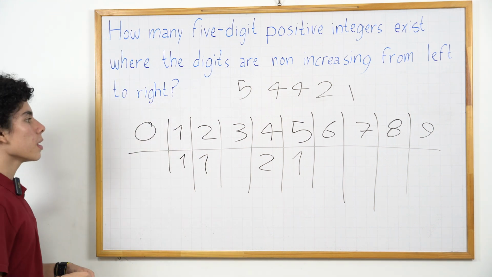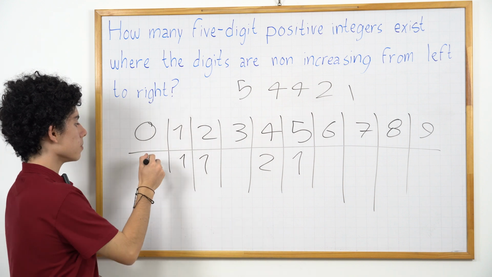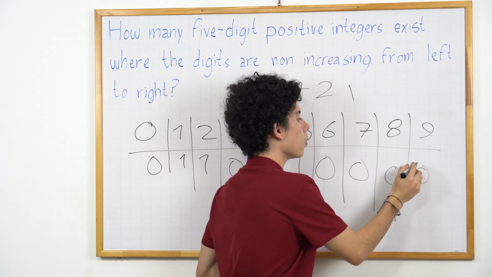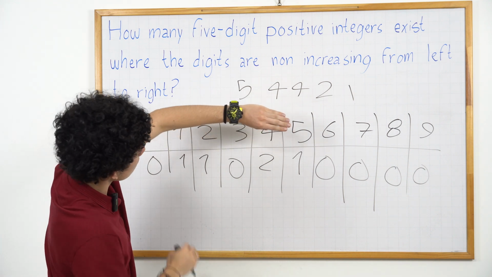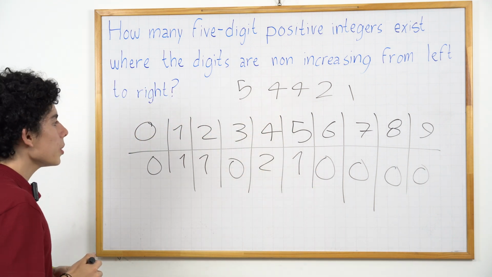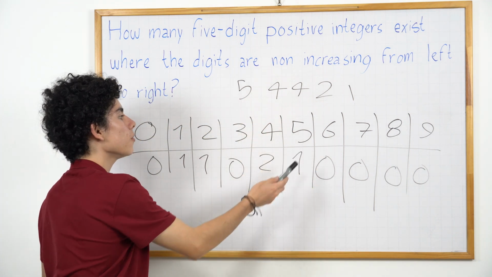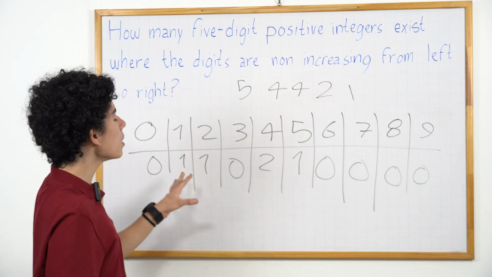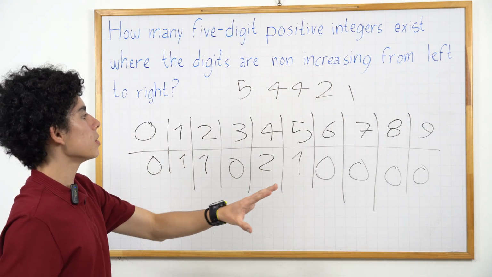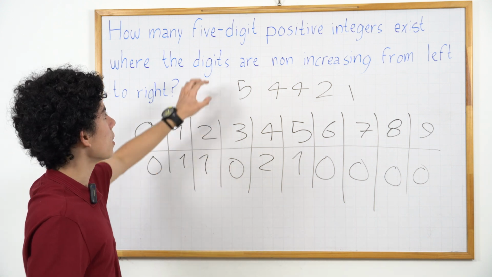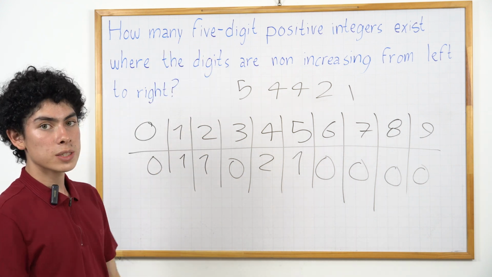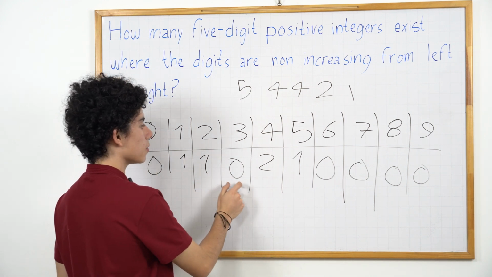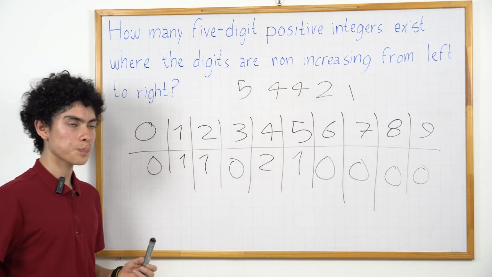Now, of course you can put zeros here, but what we're saying with this table is that we have a number with one 1, one 2, two 4s, and one 5. And because we know that this representation can only work for one of the numbers that we're looking for, what we're trying to find is how many of these combinations we can have.